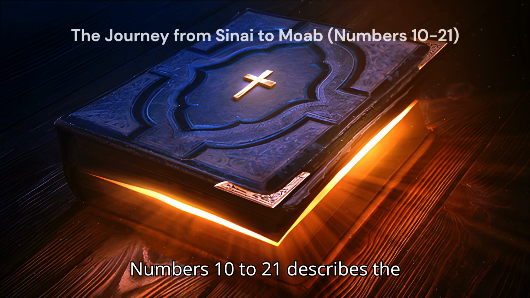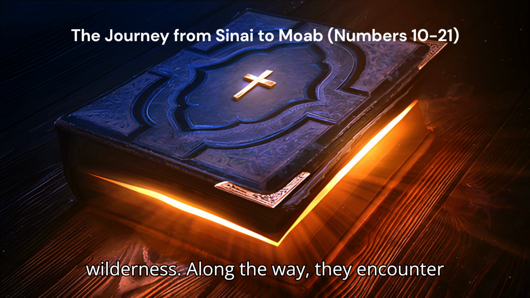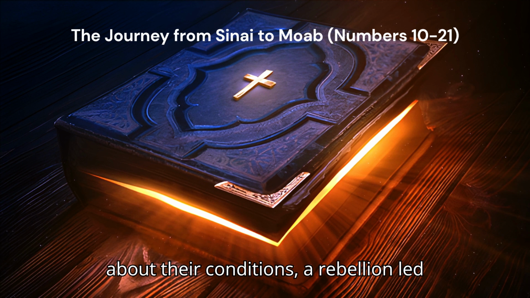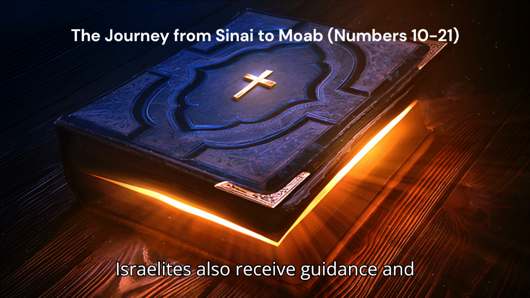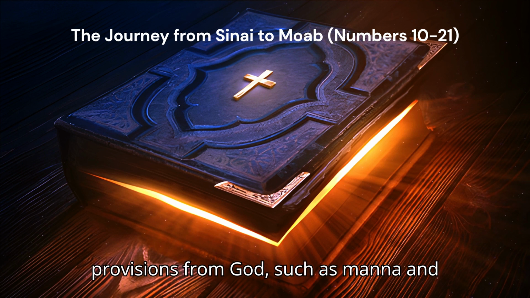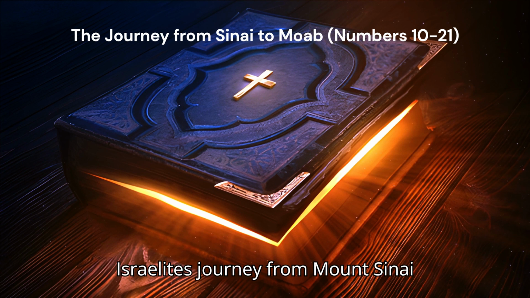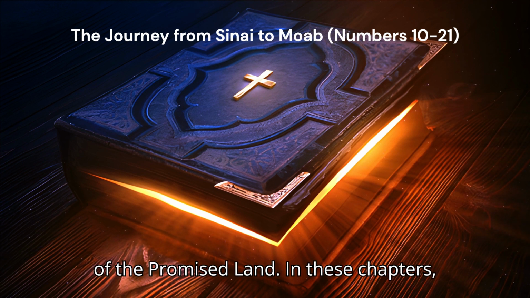Numbers 10 to 21 describes the Israelites' journey through the wilderness. Along the way, they encounter various challenges, including complaints about their conditions, a rebellion led by Korah, and divine punishment. The Israelites also receive guidance and provisions from God, such as manna and water from the rock. It chronicles the Israelites' journey from Mount Sinai, through the wilderness and to the borders of the Promised Land.